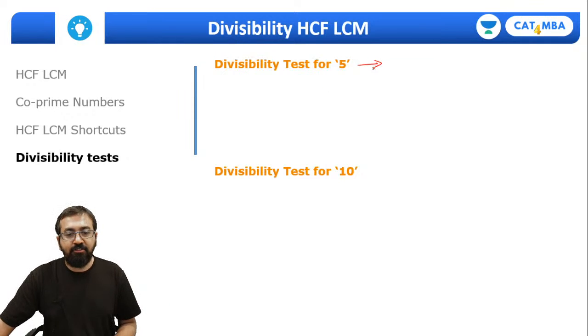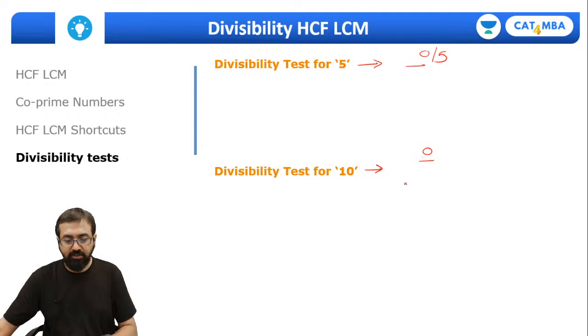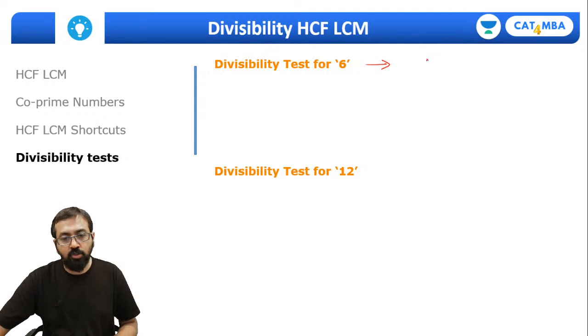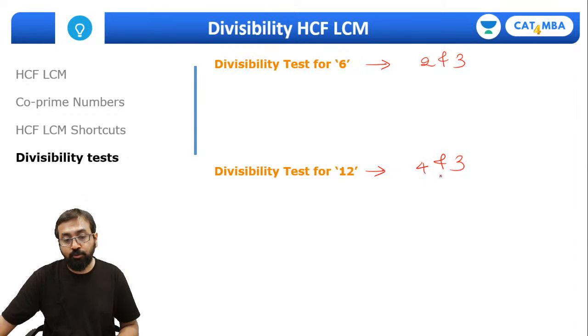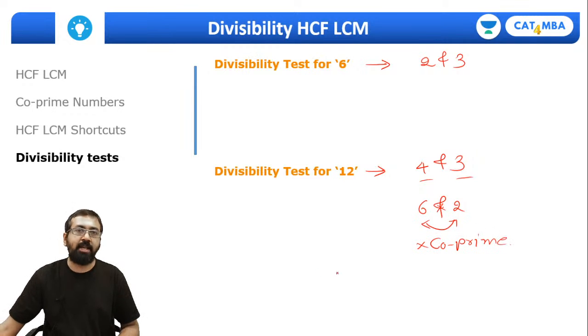Fine. So test for 5. Yes, we all are clear. Last digit should be 0 or 5. Test for 10: last digit should be 0. Very simple. Test for 6: you will check for 2 and 3. Please remember. Test for 12: you will check for 4 and 3. Now please remember, 4 threes are 12. That's correct. Even 6 twos are 12. So why don't we check for 6 and 2? The reason is because they are not co-prime. I repeat, because they are not co-prime.